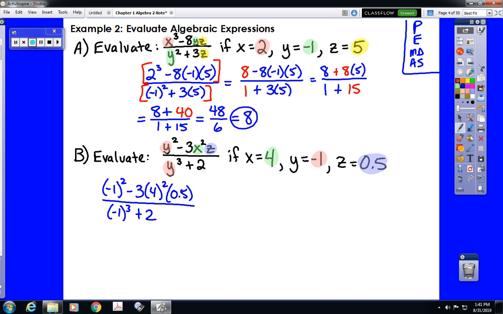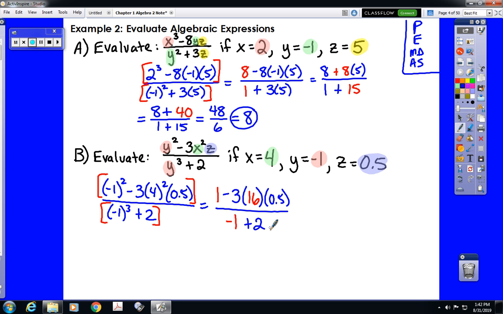Now remember, the fact that we have a fraction bar means we have to start by simplifying the top and simplifying the bottom down to a single number. So we'll start with the exponents on top. Negative 1 squared is 1 minus 3 times 4 squared, which is 16, times 0.5. On the bottom we have negative 1 cubed, which is negative 1, plus 2. That takes care of our exponents.